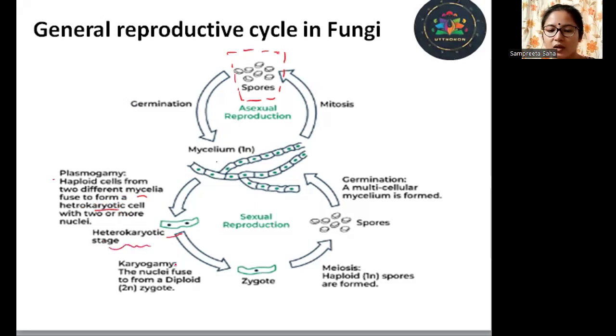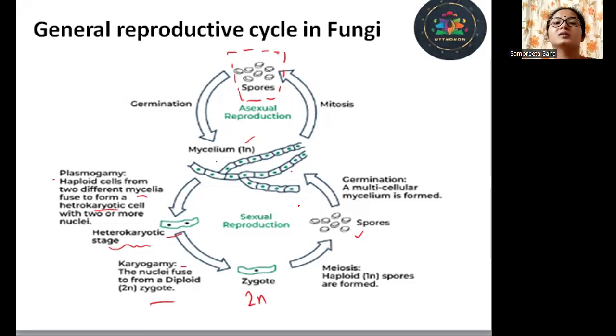Then we have karyogamy. What does the name suggest? Karyo means nucleus, gamy means fusion. So the nuclei fuse to form a diploid zygote. The zygote is 2N. Then this zygote undergoes meiosis. Why? The vegetative structure was N. See, it had the chromosome configuration of N. So after meiosis, it gives rise to the spores, which on achieving the favorable conditions and substratum germinate to form mycelium. So this completes the sexual reproduction.